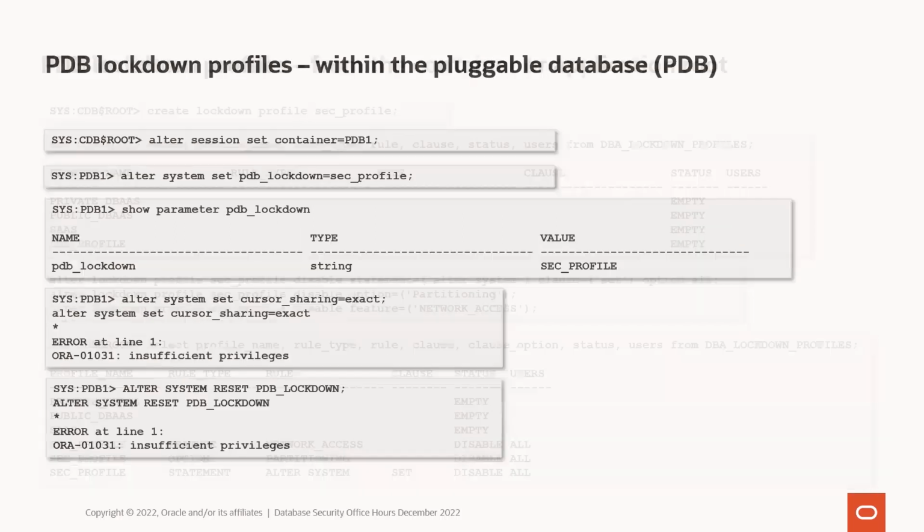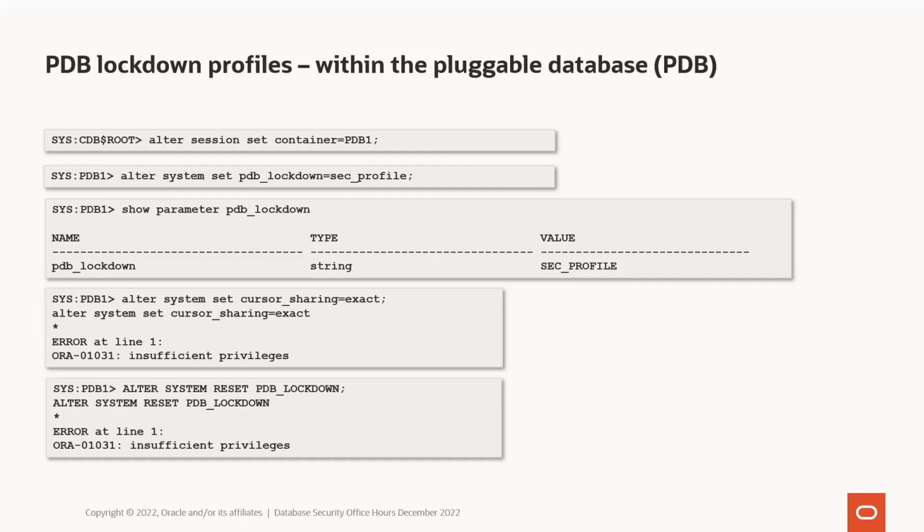Now I'm going to apply that profile to my PDB1 pluggable database by altering the system and setting that PDB lockdown profile to be my security profile. And if I want to see what the value is as SYS, I can look at the parameter PDB_LOCKDOWN. I can see that the value is set to security profile.